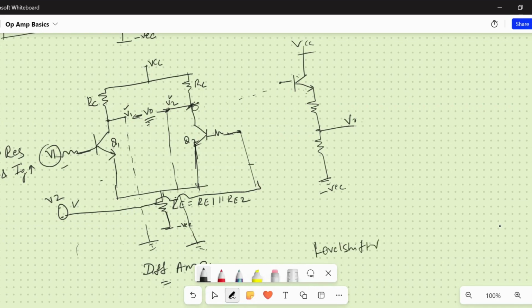What is the final one? Final one is nothing but your output stage. What is the output stage? Output stage is nothing but you want to drive more current for the more swing. That is only possible through what is called a push-pull amplifier configuration. So what is a push-pull amplifier configuration?